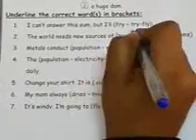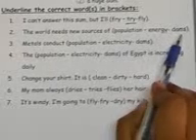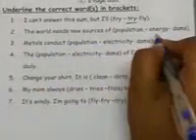The next question: underline the correct word in brackets. I can't answer this sum, but I'll try, fly, fry. So the answer: I'll try. Number 2, the world needs new sources of population, energy, dams. The world needs new sources of energy.